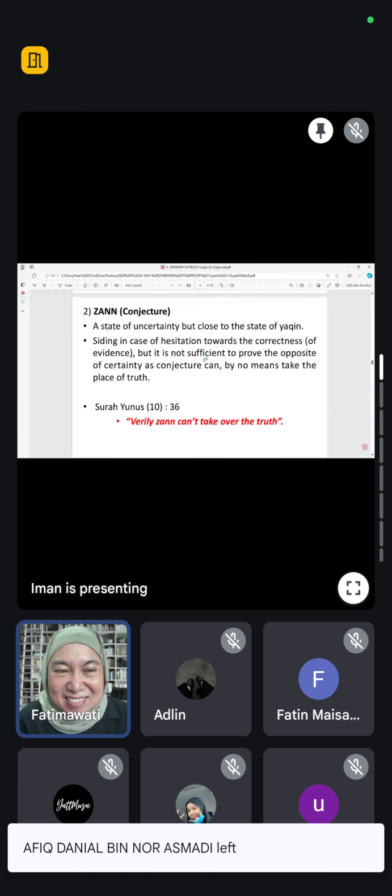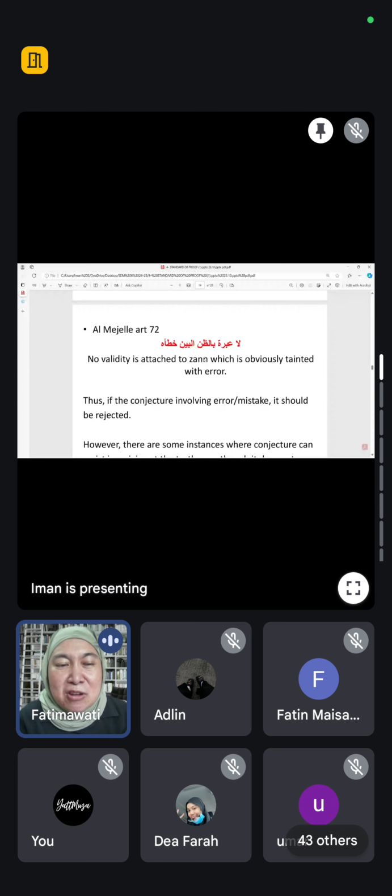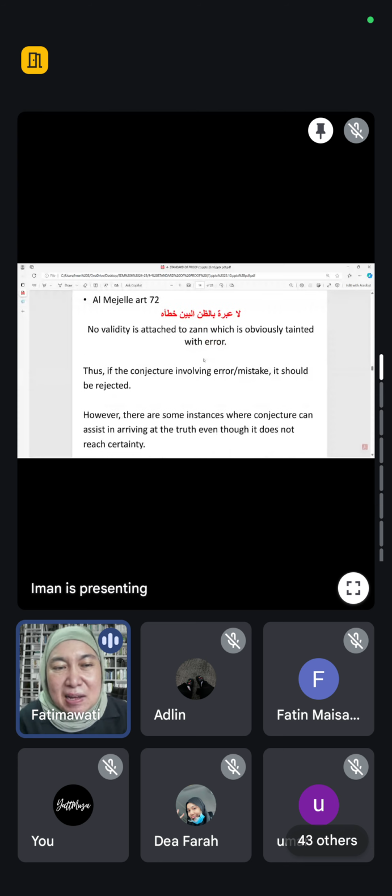So it means you are almost 100% believing, but there is something holding you back. A hesitation that something is fishy somewhere, probably, maybe. When that happens, it can't reach the level of yakin anymore. It becomes zon. It's a bit lower. Its authority is in Surah Yunus, verse 36, verily zon can't take over the truth. Okay, next. Then you have Majalah, Article 72, which says no validity is attached to zon which is obviously tainted with error. Thus, if the conjecture involves error or mistake, it should be rejected. However, where conjecture can assist in arriving at the truth, even though it doesn't reach the level of certainty, it doesn't mean that if you are not 100% certain you cannot accept evidence. You can, but it must be supported by other evidence. Okay, let's look at the next one.